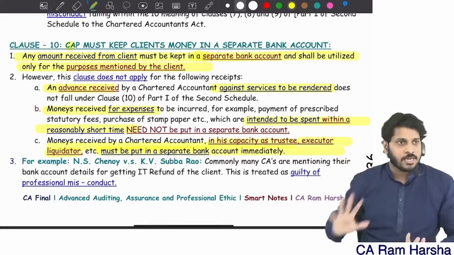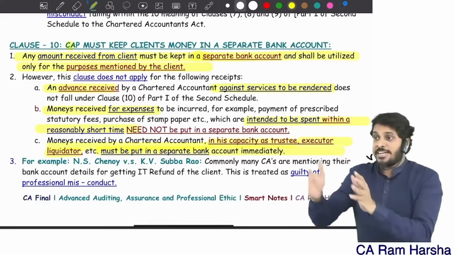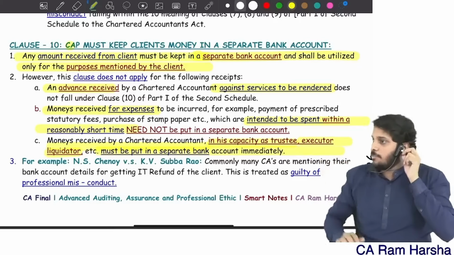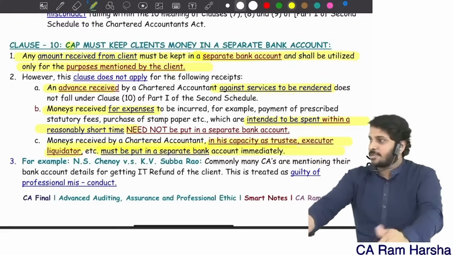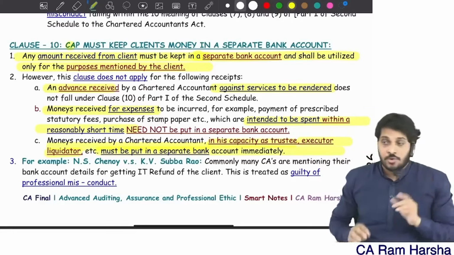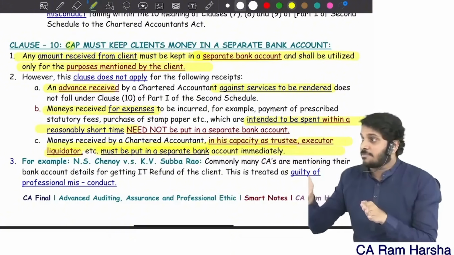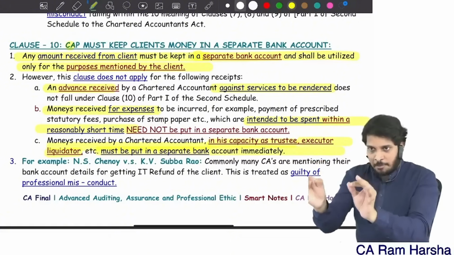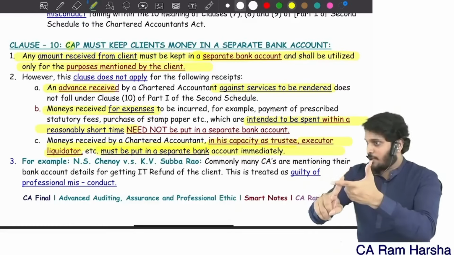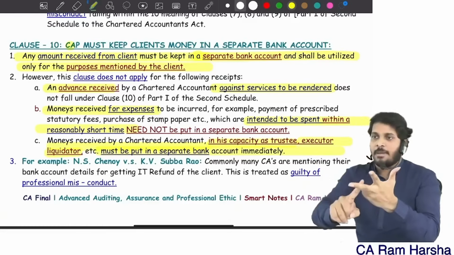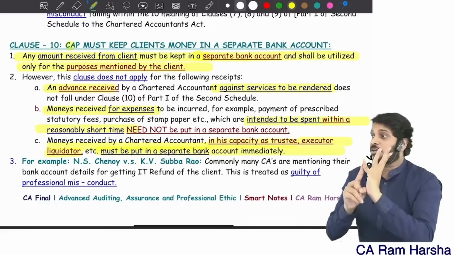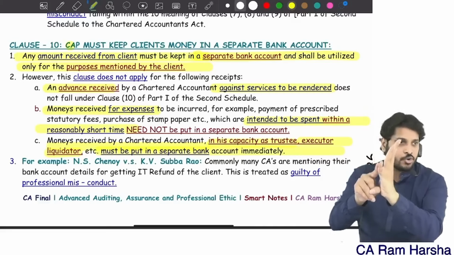Then clause number 3, a CA in practice is prohibited to accept any share of profit from a non-member. However, from the following members, same exceptions, you can accept. Now, clause number 4, you are prohibited to form partnership with a non-member. You can only form partnership with the following: another CA in practice, or a member of the institute who is not in practice, a member of the recognized professional body, member having recognized qualification, or another member of the institute which is treated as equivalent to ICAI.